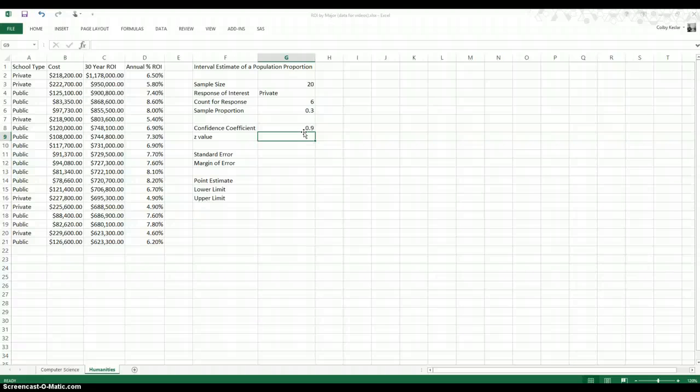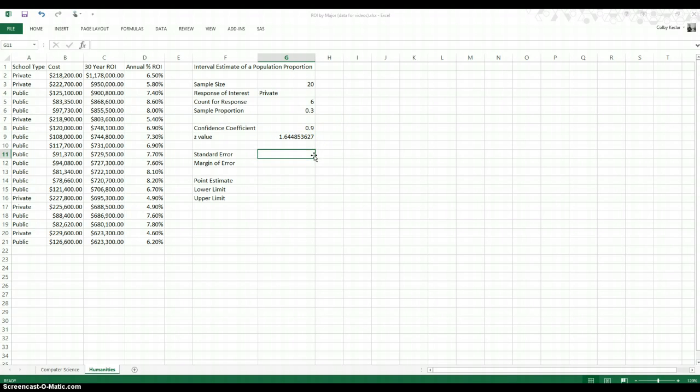To find the z-value that goes with this confidence interval, what I will do is equals NORM.S.INV, because I'm seeking the z-table number, parenthesis, and then probability: what is the upper tail I'm looking for? 0.5, halfway there, plus half of my confidence coefficient. So my z-value is 1.644 and so on.